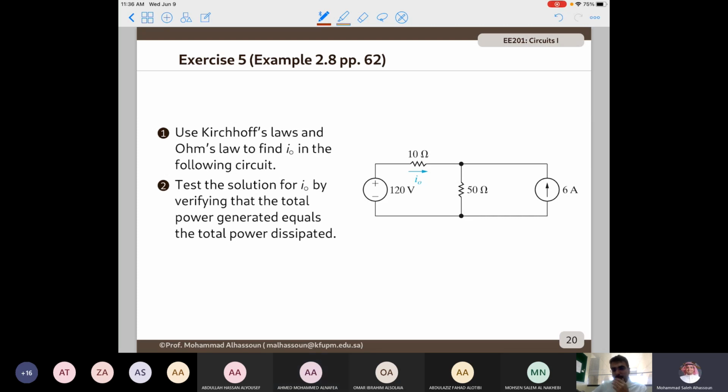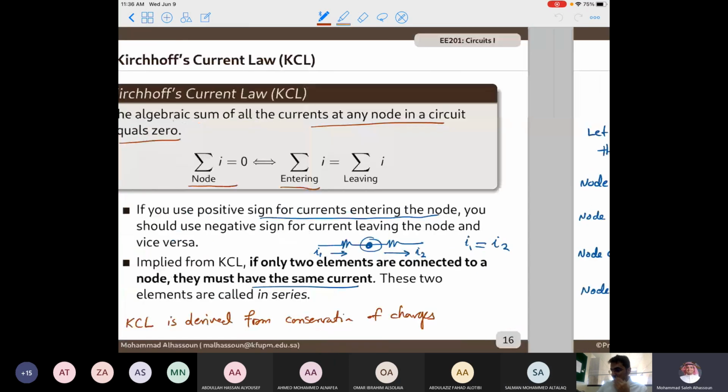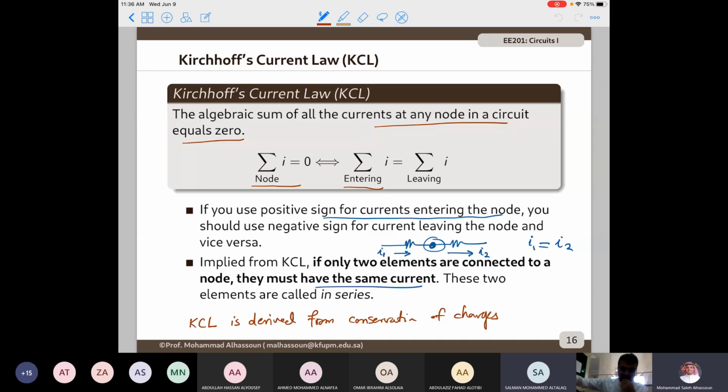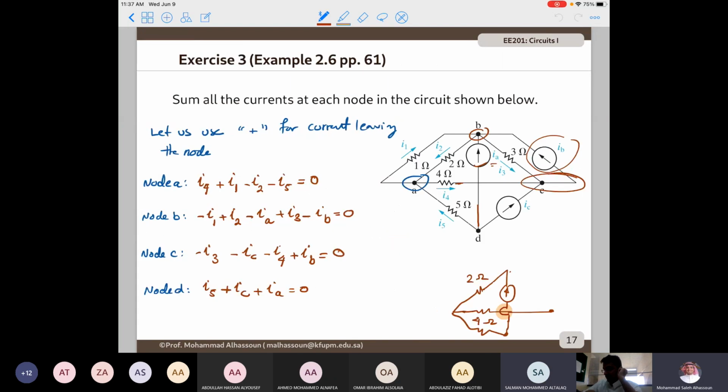Salman? Yes. Can you go back to the current Kirchhoff law? Yes, this page. Go ahead. On the page after, there is a node where all the currents are leaving the node and there is no current entering. We have three currents, all of them positive and equal to 0.